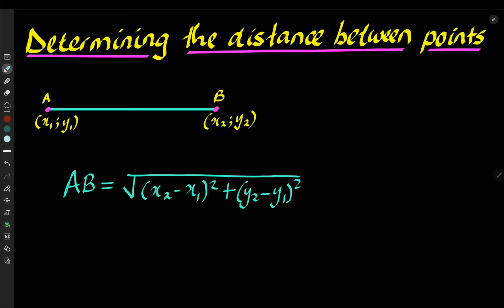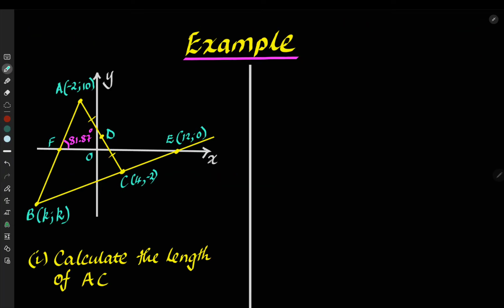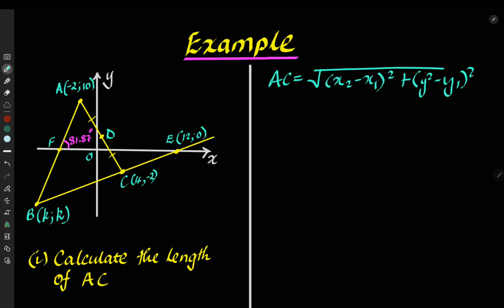So now let's jump into an example and show how to determine the length of a line. In this example, once again, we are given the shape A, B, C, D, E, and F, and we are asked to calculate the length of AC. So remember, this is the length. We have got 2 points, A (-2, 10) and C (4, -2). So the length of the line AC will be equal to, remember we said, the square root of bracket x2 minus x1 bracket squared, then plus bracket y2 minus y1 bracket squared.